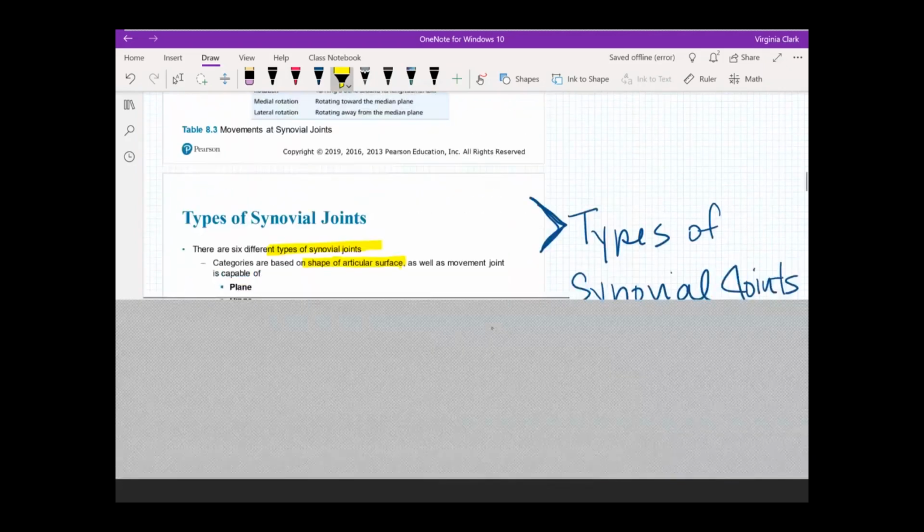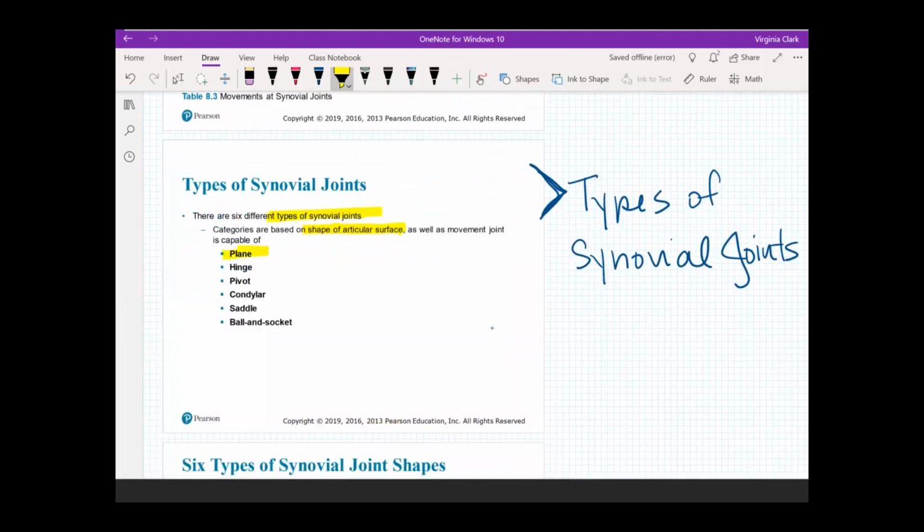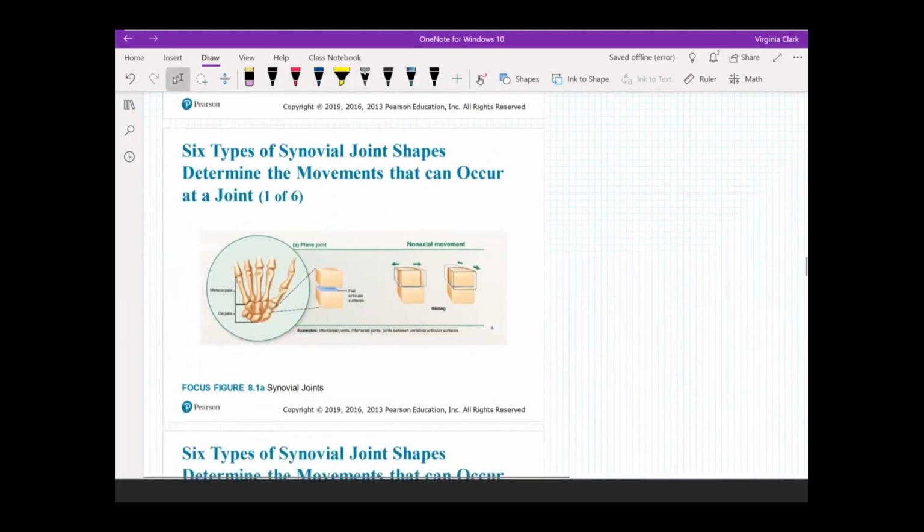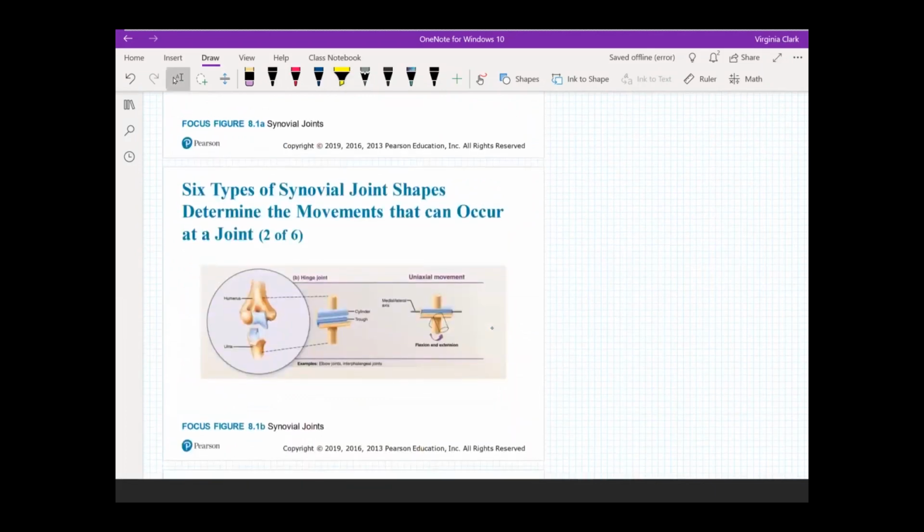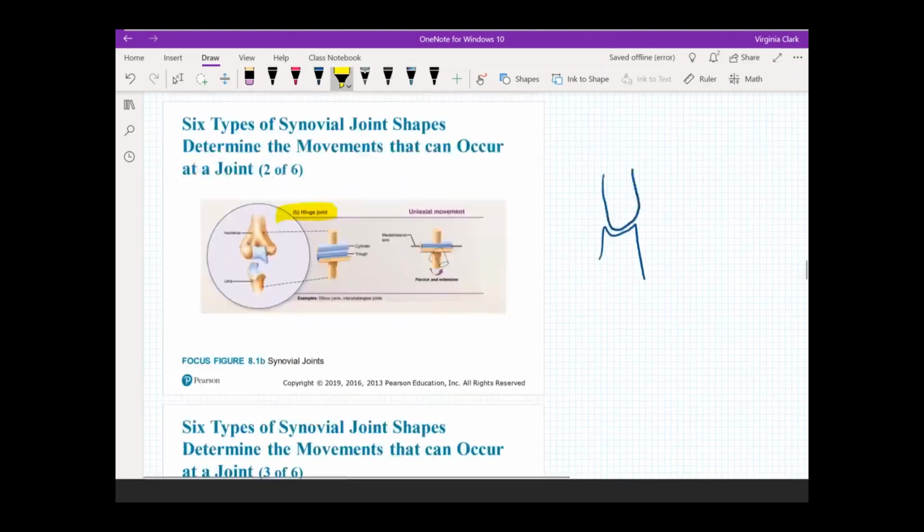You're going to have the plane joint. The plane is essentially where the bone has a flat surface. You can see that right there. Then you're going to have a hinge joint. It's not the ball and socket, but it's kind of like a mortar and pestle, where there's some sort of hinge, but it's not a full ball, but it has that same feel. Example, this is your humerus and your ulna.